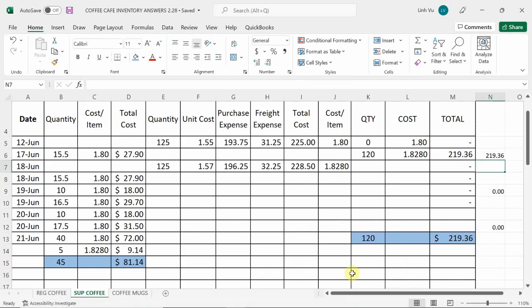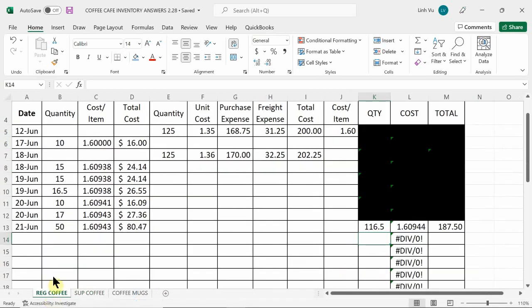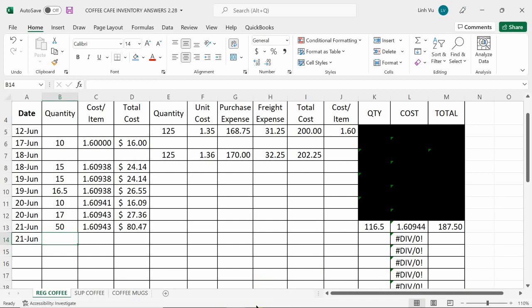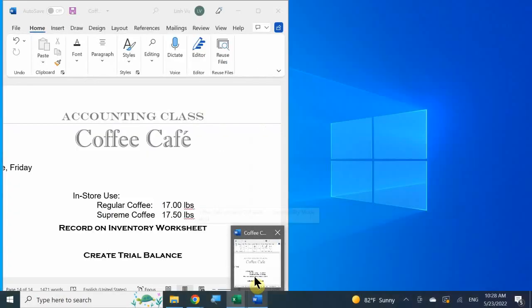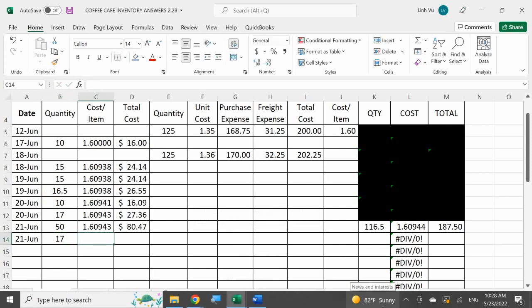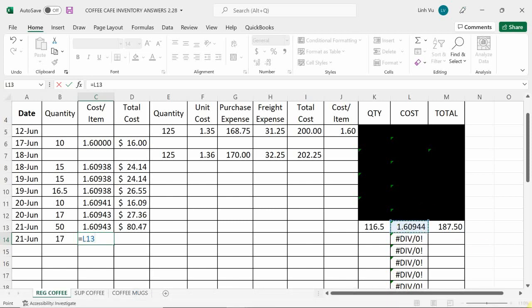Okay. So first off, we're going to start off with our regular coffee. Today's the 21st. It says that we used up, how much did we use? 17 pounds. Okay. At what average cost per item? It's 169.44. Okay, good. So in this case, multiply it. If I used up 17 pounds at $1.6944, how much is my total cost of goods sold?